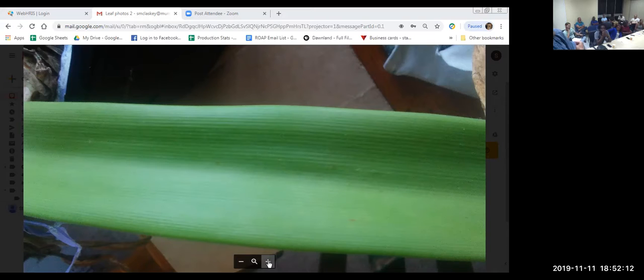What about a palm leaf, Steve? Yeah, that's parallel vein, but they're all radiating out from a central point. I guess there are different kinds of palm leaves. Some are like a fan, and some are more pinnate.